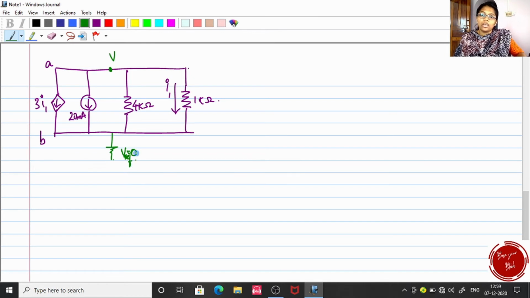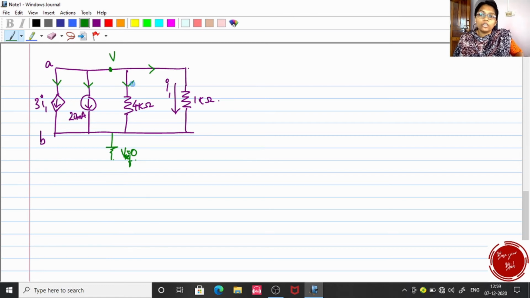And what about the current directions? For this path, the current direction is known. For this path also, the current direction is known. For this 1 kilo ohm path also, the current direction is known. But here we do not know the direction. If such is the case, let's mark an outgoing current itself. For outgoing currents, we have the positive sign convention, and for incoming currents, it is negative, that we have to make use of.